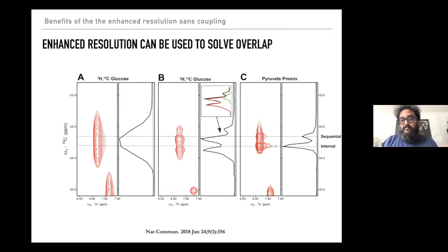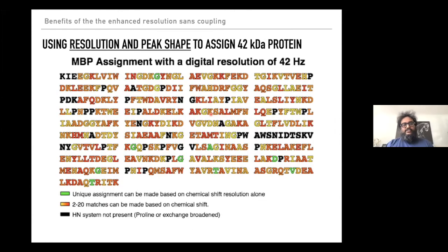Now, if you take the pyruvate premix sample, you clearly see the C alpha and the C alpha minus 1 peak because these are devoid of the C beta coupling. Now, let's do an exercise over here. So we're going to take the protein MBP, which is about 40 kilodaltons, and we're going to try to assign MBP only using the HNCA experiment.